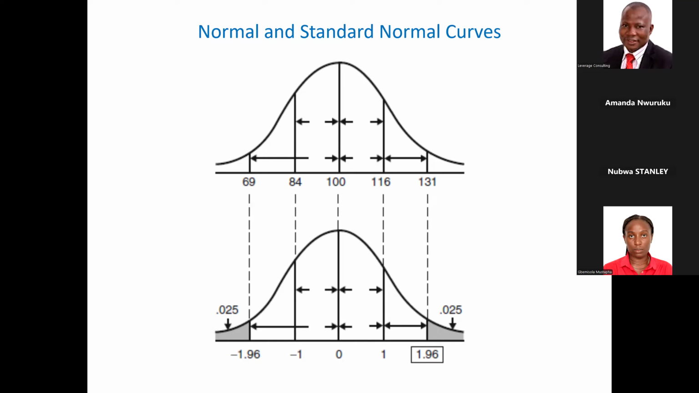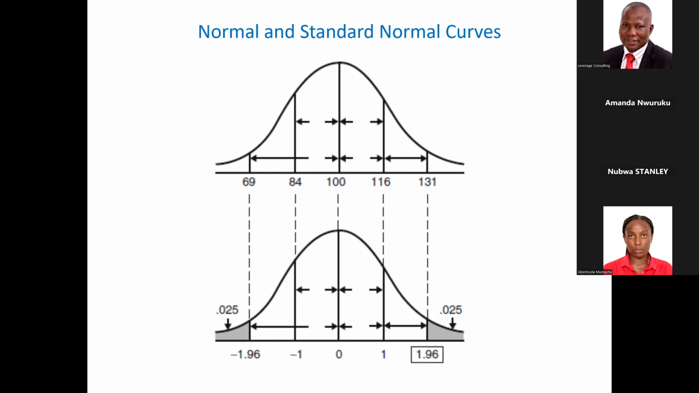What about blood pressure greater than 131? What is the answer? Somebody has blood pressure greater than 131. Nobody. Amanda, what is it? I don't know, I'm just thinking maybe 4.5.